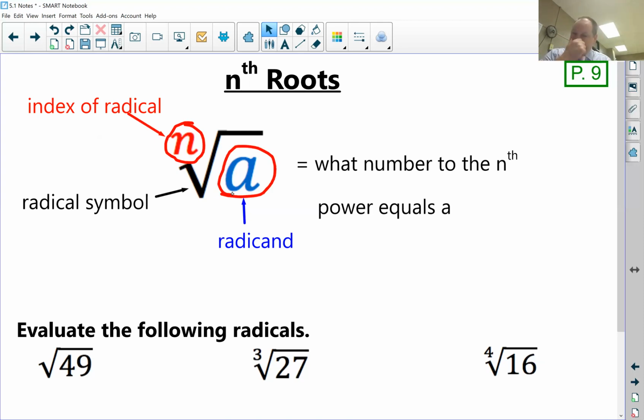Okay. So one way to think about it is kind of working backward. We could think what number to the nth power equals a, or written this way, it's the nth root of a is what value, okay? And so again, rather than writing things like the second root of some value, we just write it without an index.